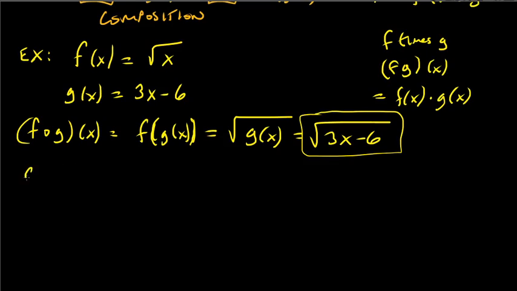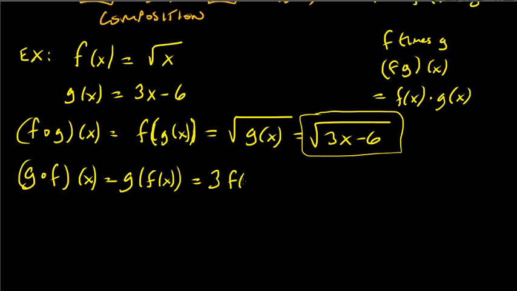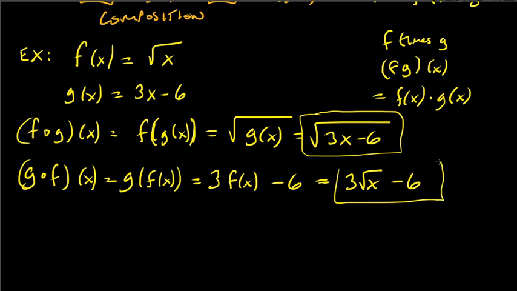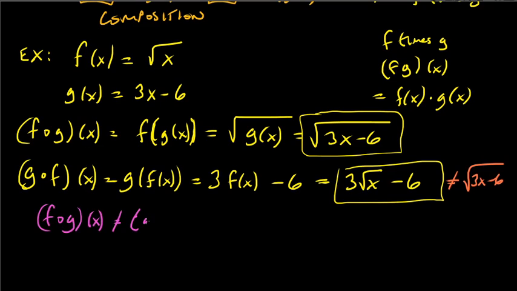And of course, you can go the other way. You can take g composed with f of x. So now, what does g do to f? Well, it multiplies it by 3 and then subtracts 6. And what's f of x? It's just the square root of x. So what you get is 3 times the square root of x, minus 6. And you can see that that's not the same thing as the square root of 3x minus 6. So in general, f of g of x is not the same as g of f of x.